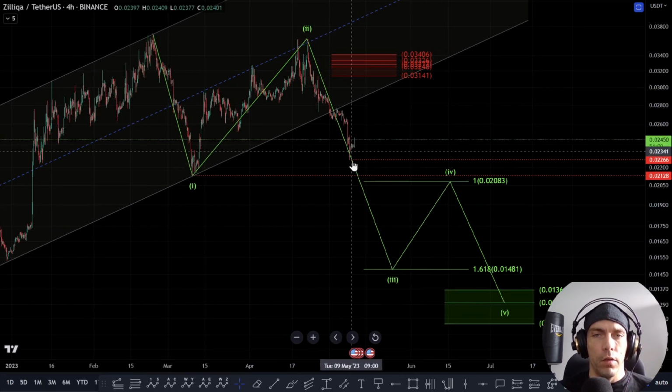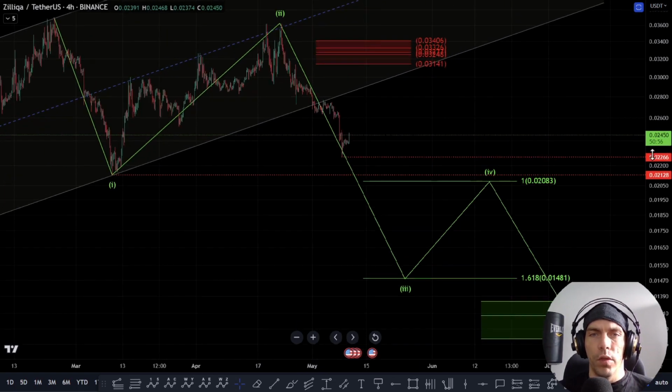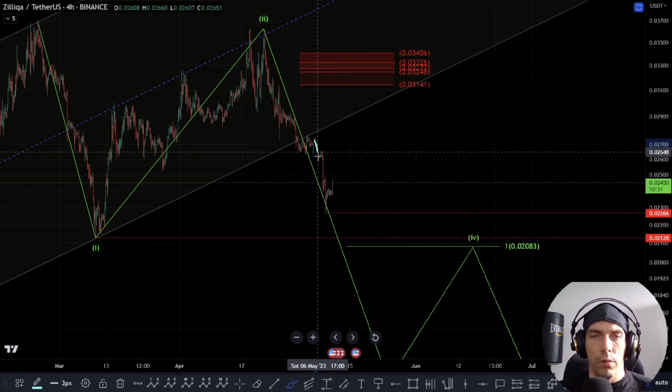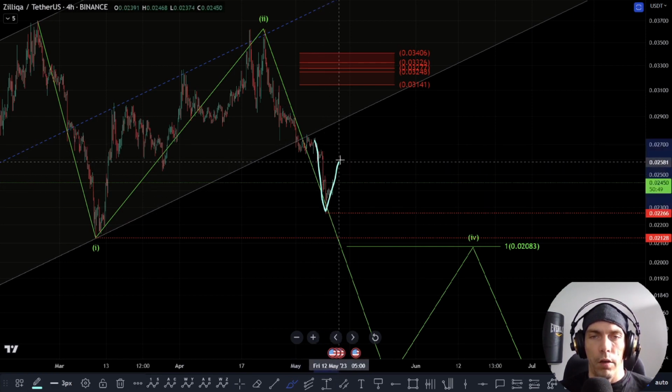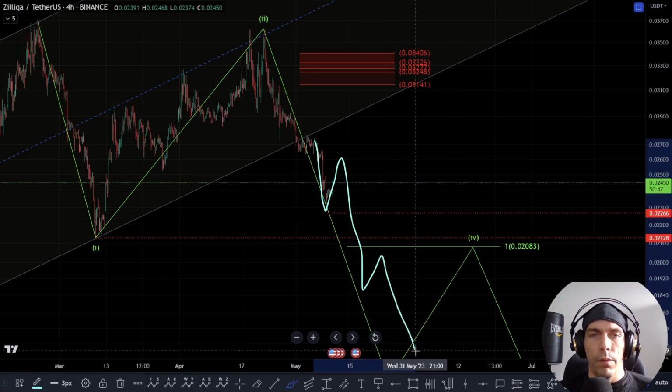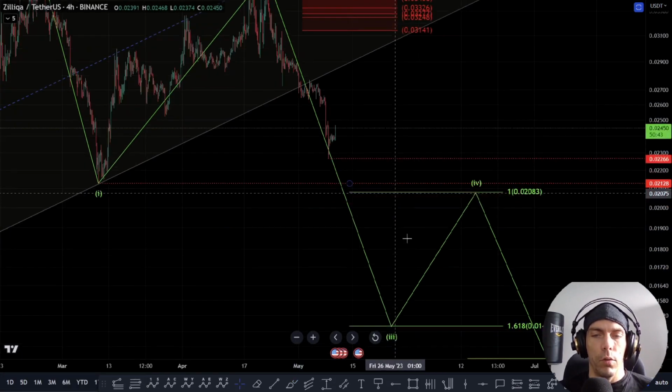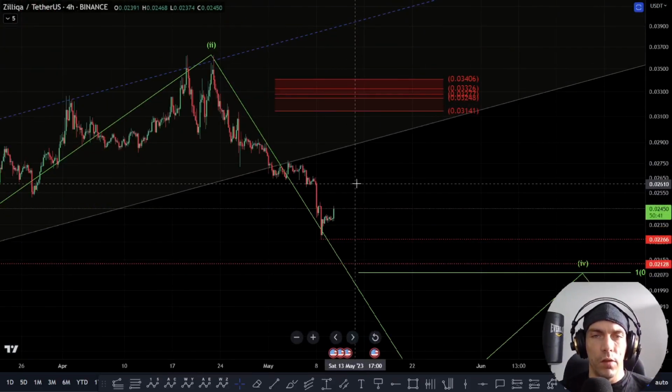Now, currently the internals of this aren't suggesting a move down there, but it is possible that this could be extending out. So we always need to be aware of that. This could in itself become another 1 and a 2. And then we get a 3, 4, 5, and then we have a series of additional waves here, which could actually take us down to these levels. That's why it's going to be key here.